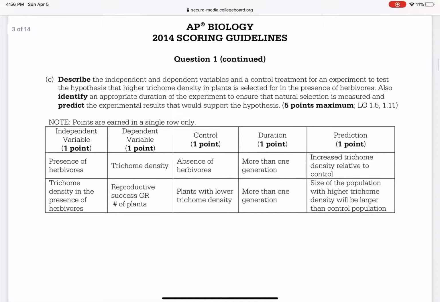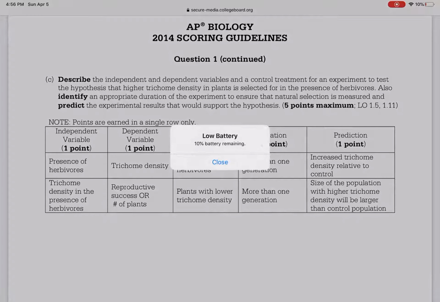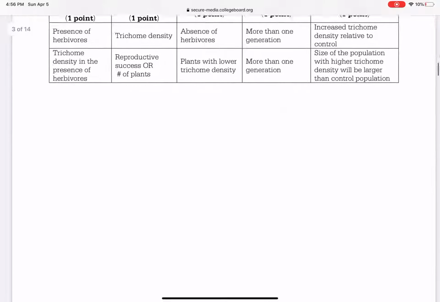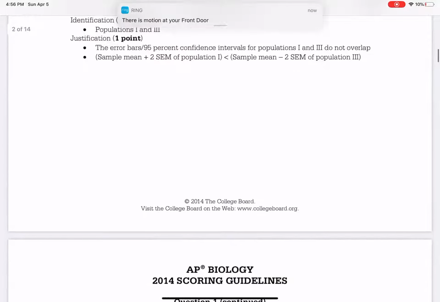So that was a big one. There's 5 points, but just making sure that you're able to identify independent, dependent, and control was really the key thing on this one. But like I said, the focus of this was really on the scientific method.